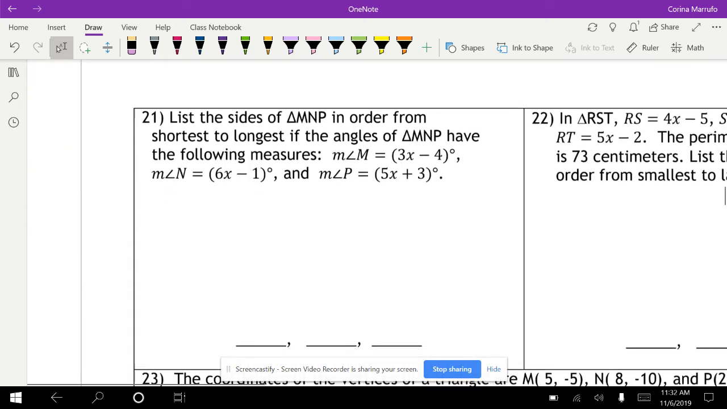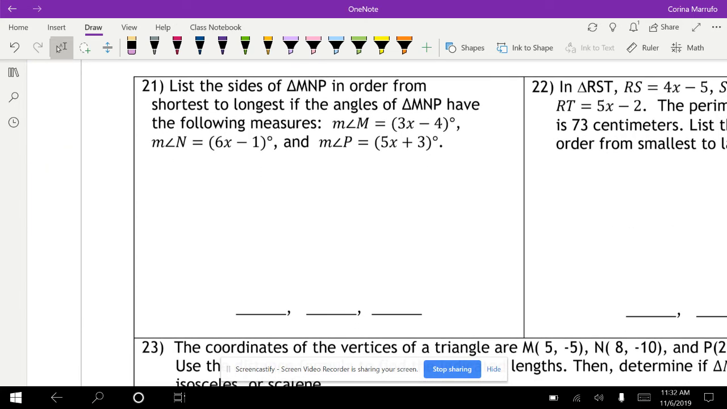All right, number 21. It tells us to list the sides of triangle MNP in order from shortest to longest if the angles of triangle MNP have the following measures. So in order for us to order from shortest to longest, we need to know the angles first. So we're going to go ahead and add up all the angles. So 3, 6, and 5 together, that's going to give us 14x. And we're going to add up all of the numbers. -4 plus 3 is -1, minus another one is going to be -2.